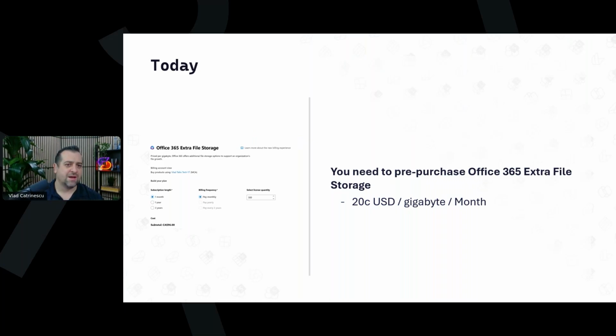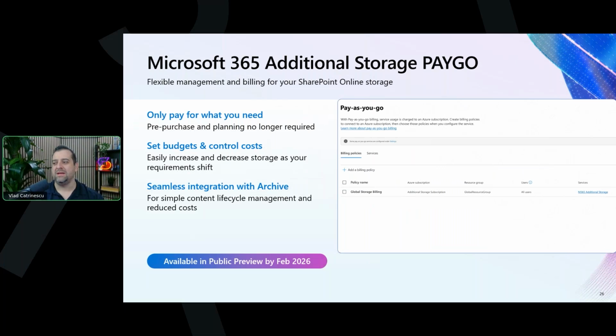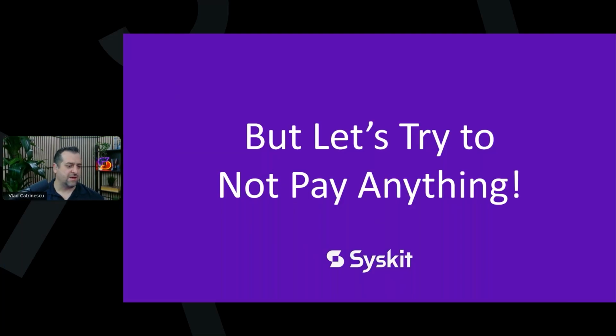However, last week, because Microsoft, of course, wanted to make sure I update my slides, they actually announced that we will have pay as you go starting in February 2026. So you'll be able to just buy the extra you use for any specific month. It will be variable depending on how much you use. So that honestly is a really cool improvement. But my goal today is let's try not to pay anything. Microsoft makes $1 billion a day. They make enough money. They don't need to make extra money on us because we have additional storage.